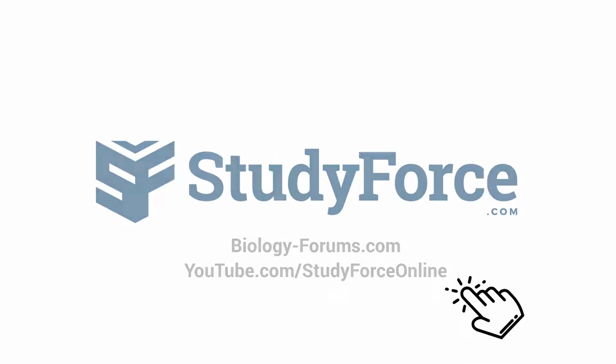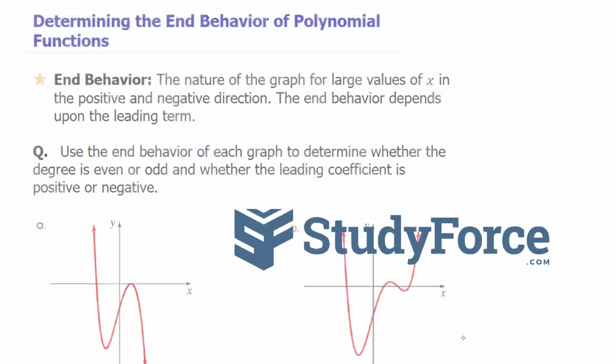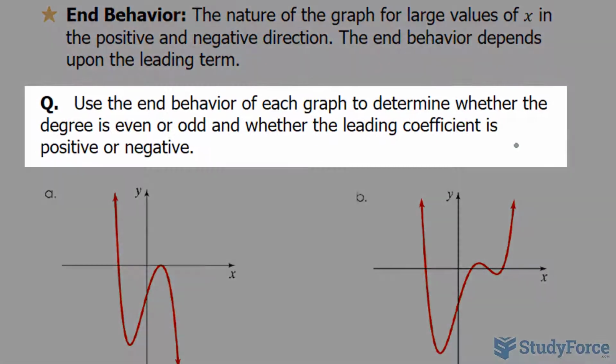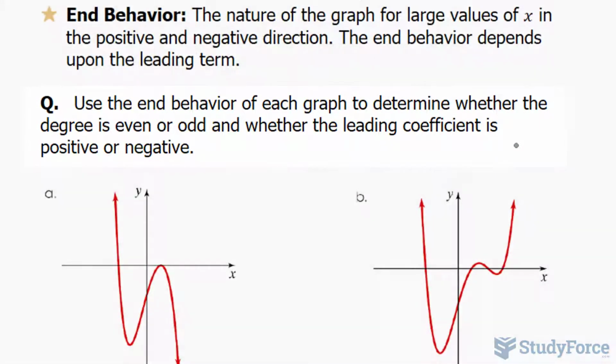In this quick tutorial, we'll discuss the connection between the graph of a polynomial and the function it represents, specifically what the end behavior tells us about the function. The question reads, use the end behavior of each graph to determine whether the degree is even or odd and whether the leading coefficient is positive or negative.